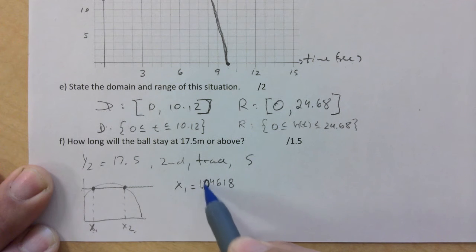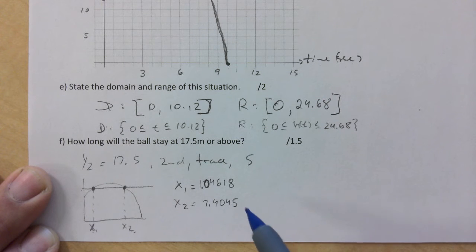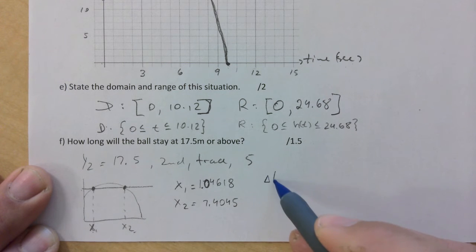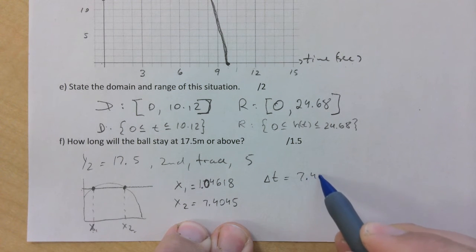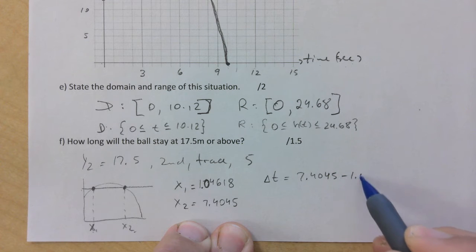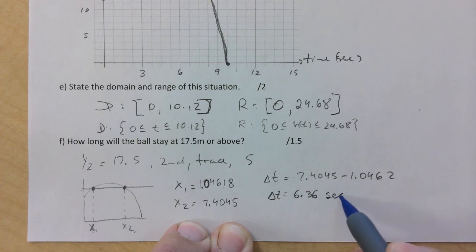So I will say that x1, the first instance, is 1.04618, because you want to round to 2 decimals. The second instance, like this one here, the x value is 7.4045. And so delta t, delta time, is going to be these two subtracted, right? So it's going to be 7.4045 minus 1.0462 if you want to round that to 4 decimals as well. And that is delta time is 6.36 seconds.